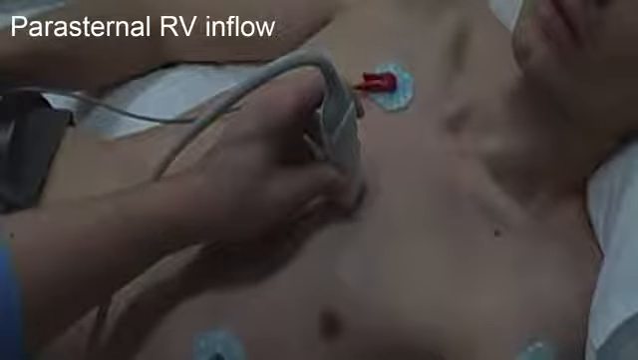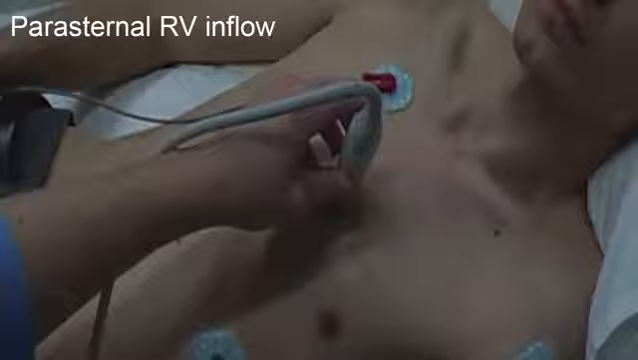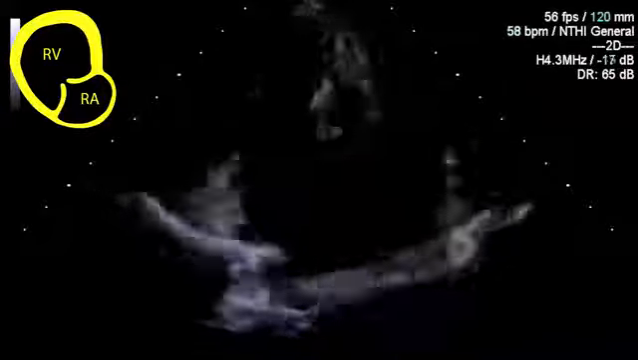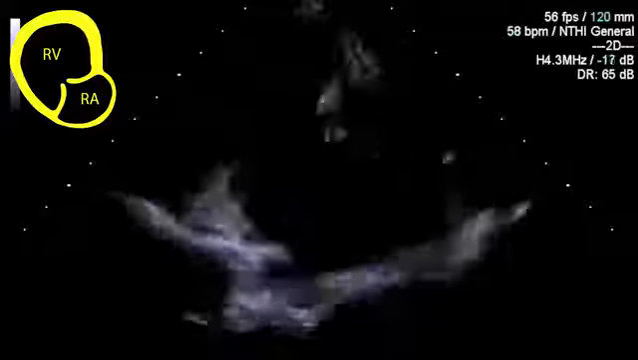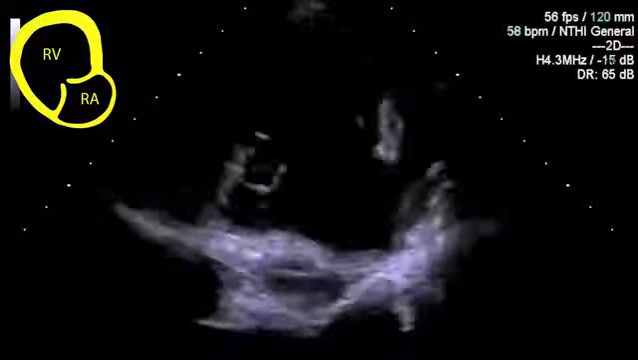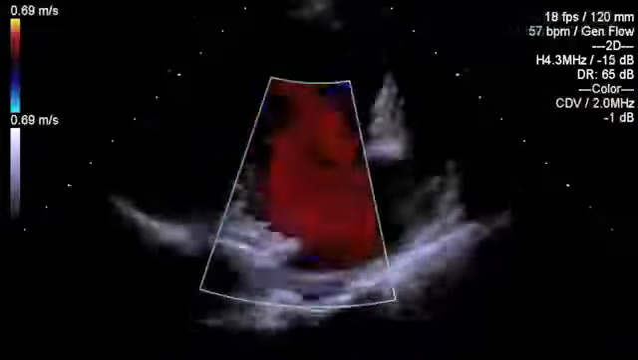The parasternal RV inflow view is achieved by tilting the probe down, directing towards the patient's right hip from the parasternal long axis. Here you can make an assessment of the right atrium, right ventricle, and tricuspid valve. Again, observe the leaflet movement, and apply any colour flow Doppler to assess for gross valvular regurgitation.